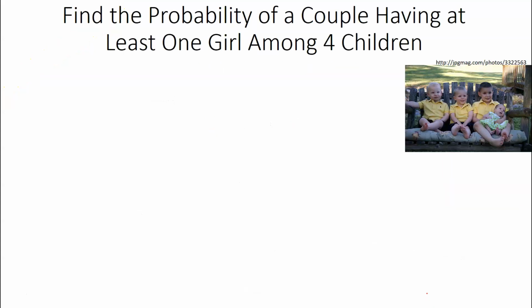Let's take a look at one involving people having children. Say you've got a family like this, and you've got 4 kids, and someone says, well, what's the probability of a couple having at least one girl among 4? Well, again, the way we're going to approach this is we're going to find the probability of not having any girls, and then we'll subtract that from 1 so that we can find the complement, because the complement of at least one is going to be the none situation.